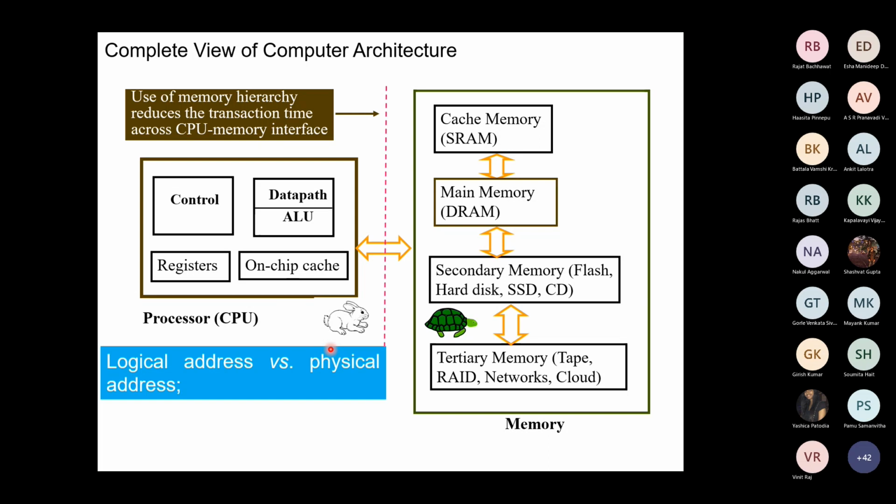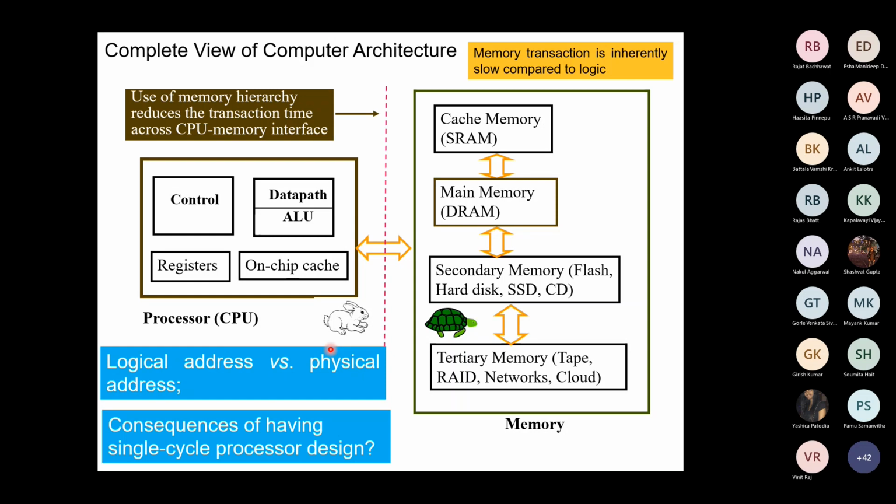Suppose the CPU is asking for something from memory and the memory access is slow. Just like the story of the hare and the tortoise, although the CPU side is faster, this hare has to go to sleep for some reason. So memory transaction is inherently slow compared to logic.